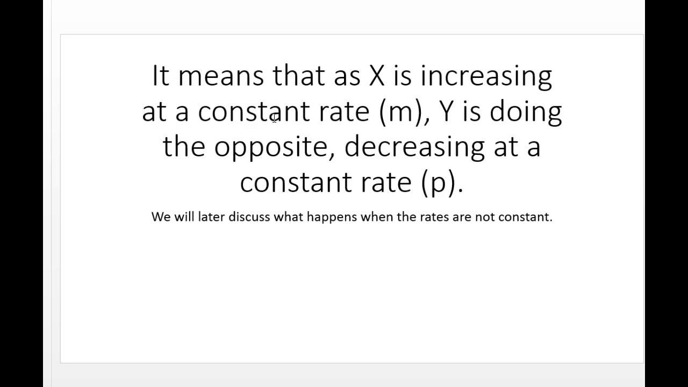Okay? In a later video, we'll talk about what happens if the rate of increase or decrease is not constant. But we're only dealing with constant rates right now, and in this case, the constant rates are going in opposite directions.